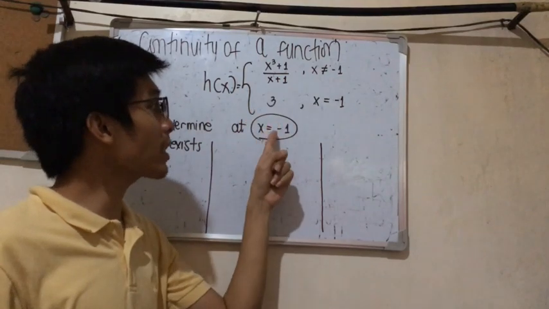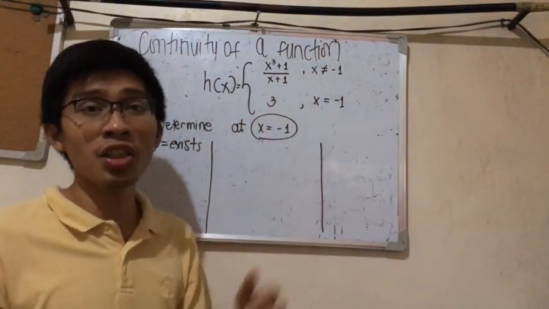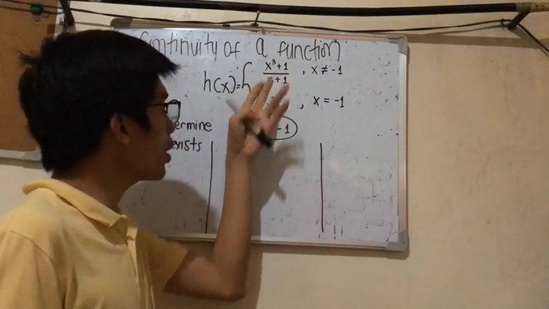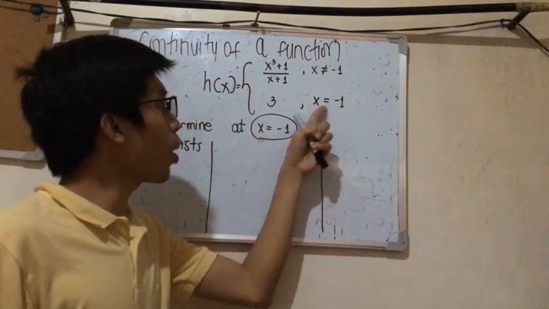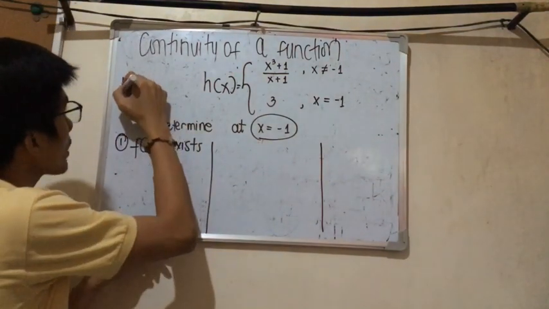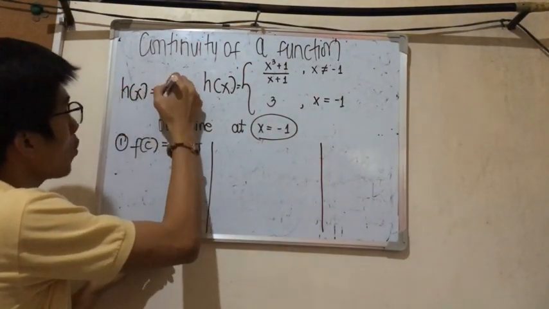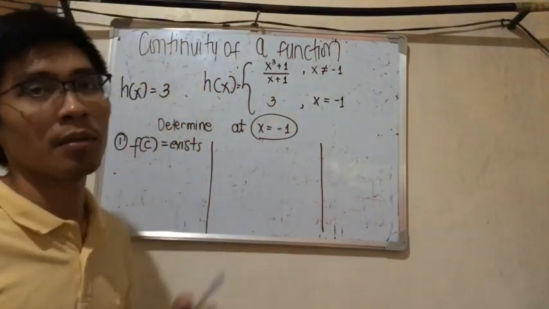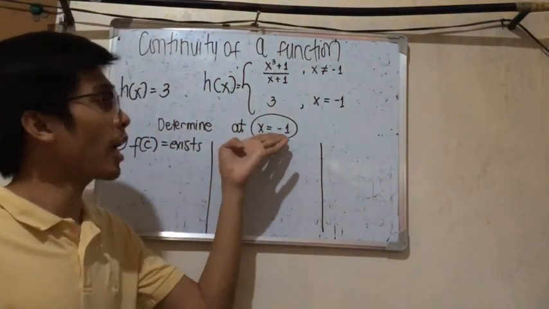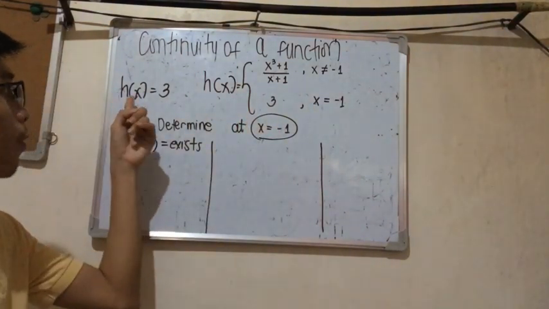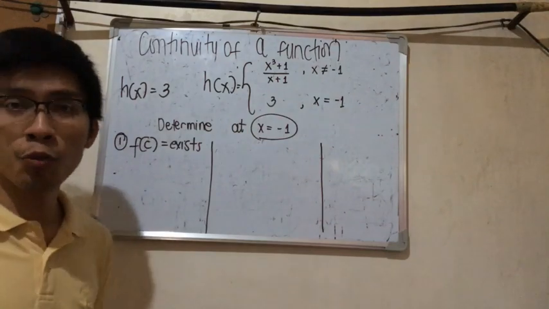No, because the condition is all x except negative 1. In short, x is equal to negative 1 only applies to our other function, and our function now here is h of x is equal to 3, a constant function. Since our x here is negative 1, it only applies to 3. Therefore, this is our function to be used.